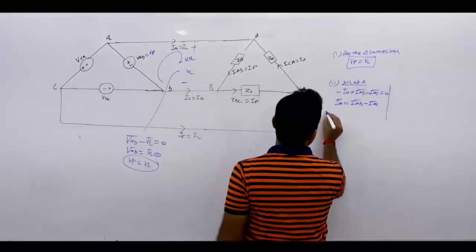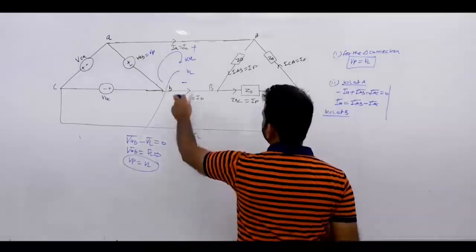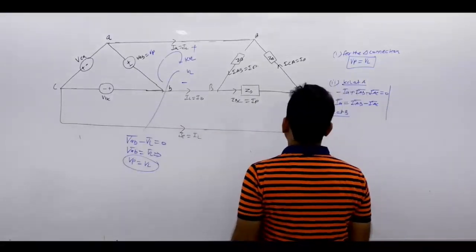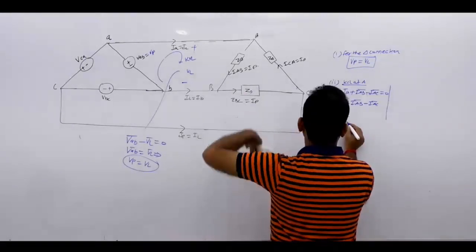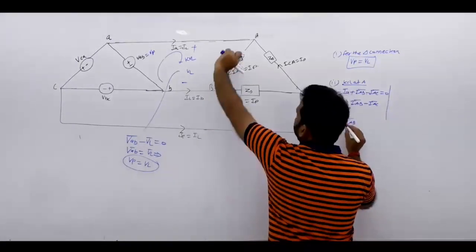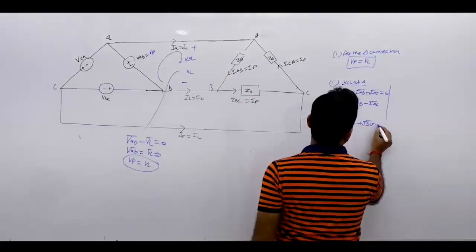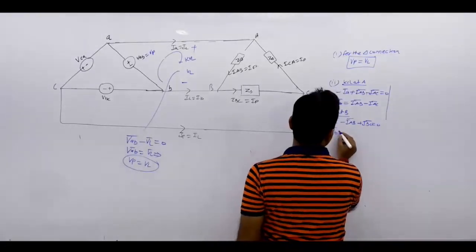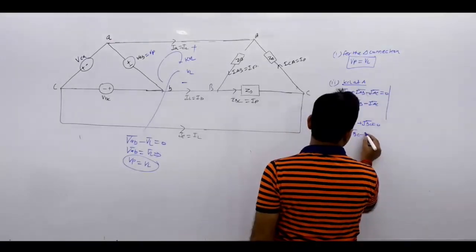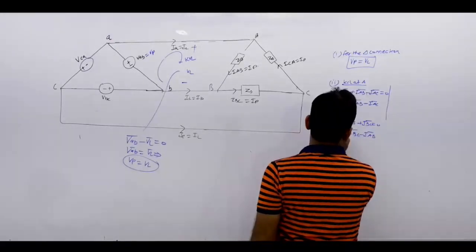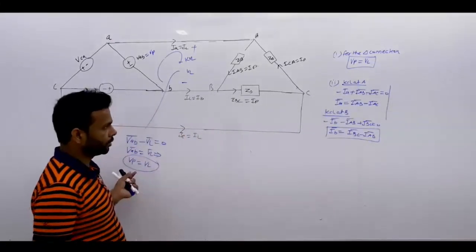Similarly, I take KCL at B point. If you apply the KCL at B point, minus IB, then minus of IAB, plus IBC equals 0. From that I can write IB equals IBC minus IAB. Okay, so this is your second line current, because we have to take the line current expression to prove your result.